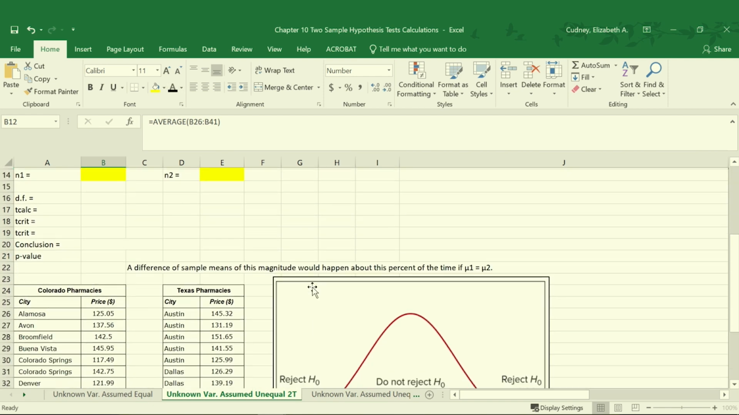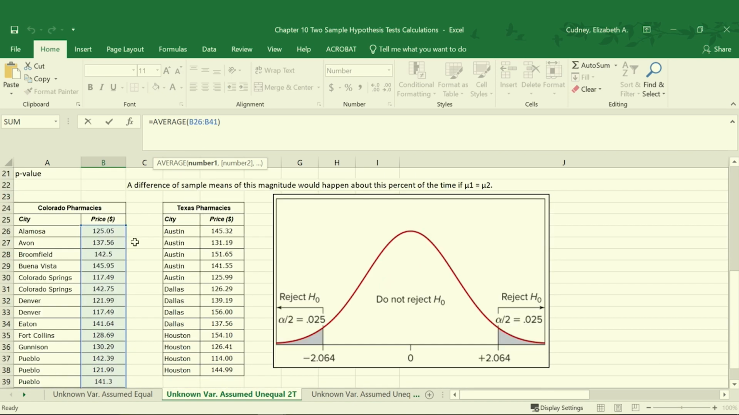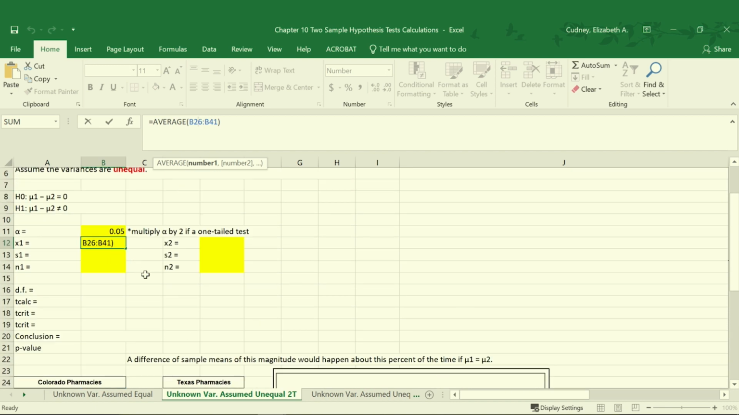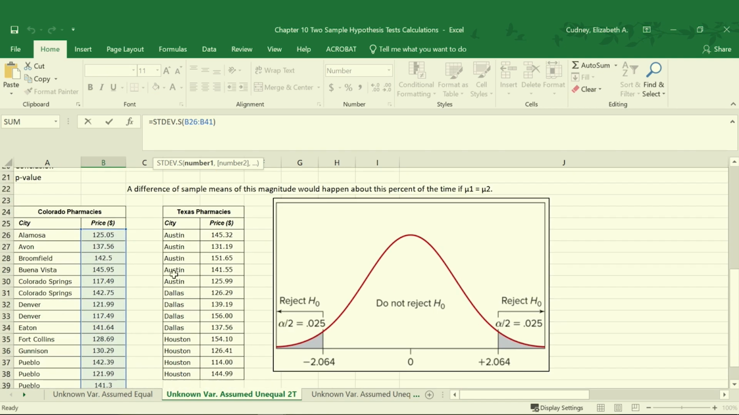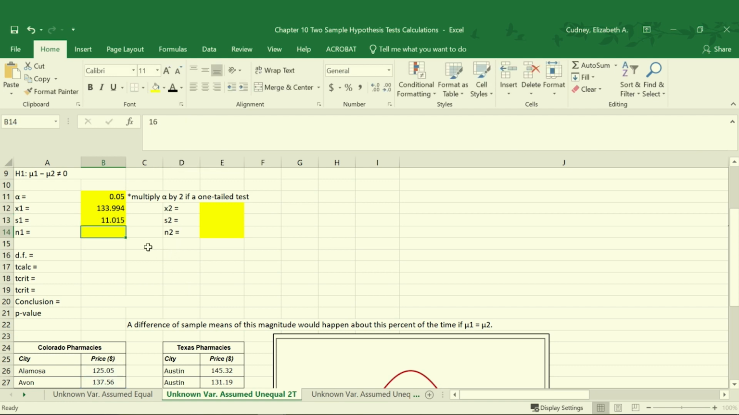So we'll start with the average from Colorado. So this is set up as the average of all of these values, B26 to B41. So our X1 will be for Colorado. Our standard deviation will calculate as STDEV.S since it's a sample. And that will also use our values from Colorado in cells B26 through B41. And then our sample size is 16. We have 16 data points from Colorado.